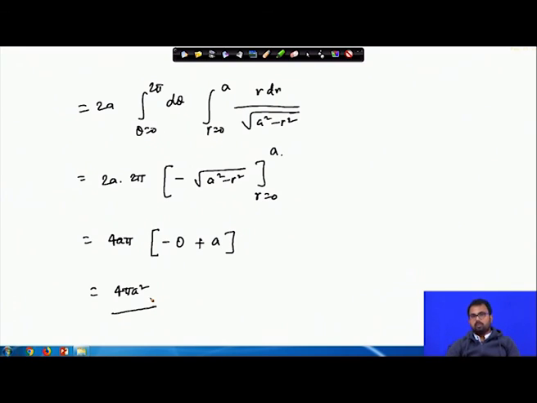So here in this example, we saw how we can calculate the surface area, and the calculation does match with our traditional concept of the surface area of a sphere.